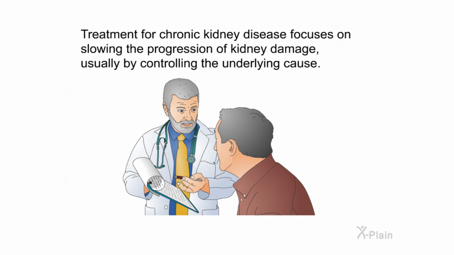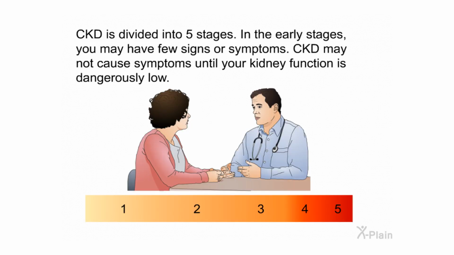Treatment. Treatment for chronic kidney disease focuses on slowing the progression of kidney damage, usually by controlling the underlying cause. CKD is divided into 5 stages. In the early stages, you may have few signs or symptoms. CKD may not cause symptoms until your kidney function is dangerously low.